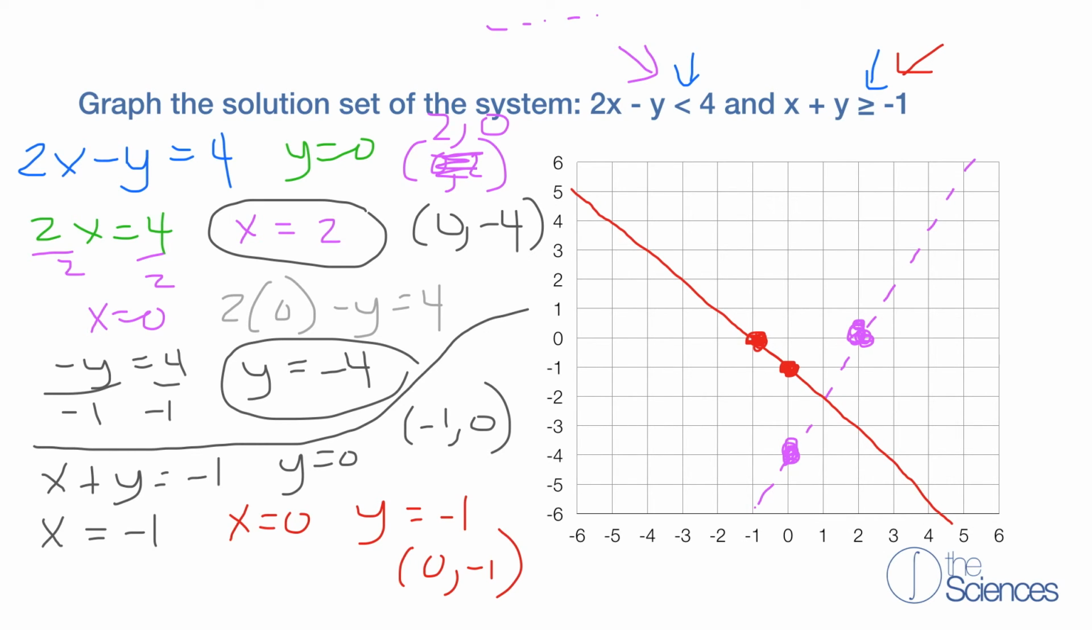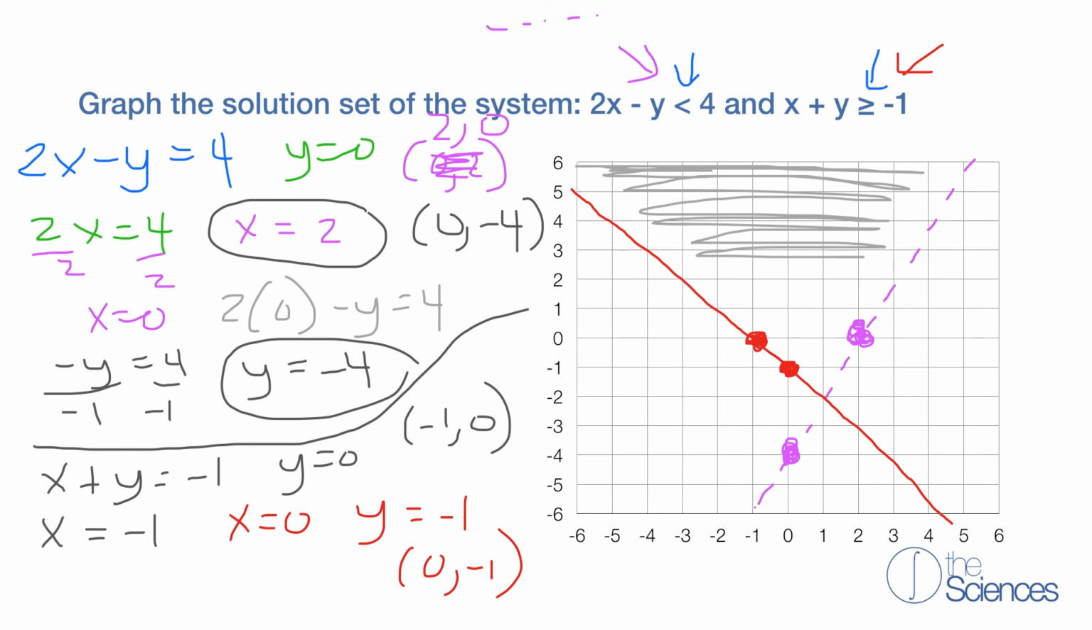Now the solution set of the system is graphed as the intersection, or the overlap, of the two planes. So the part where they overlap is the solution set. So the solution region would be here, which is the part where they overlap. And we know it's the top part because x plus y is greater than negative 1, so it would not be the bottom. And 2x minus y is less than 4, so it would be the top part where they overlap.